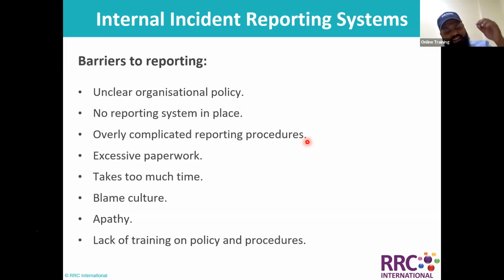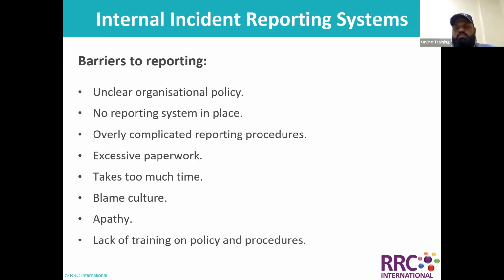And by the way, it happened with me. One time when I was preparing a report, believe me, I thought I don't have to prepare the report, because extra things were asked over there. That is why overly complicated reporting procedures discourage people. Then excessive paperwork takes too much time. Blame culture, apathy: people don't have any willingness to report an incident. No problem, I will not report. Then lack of training on policy and procedures.